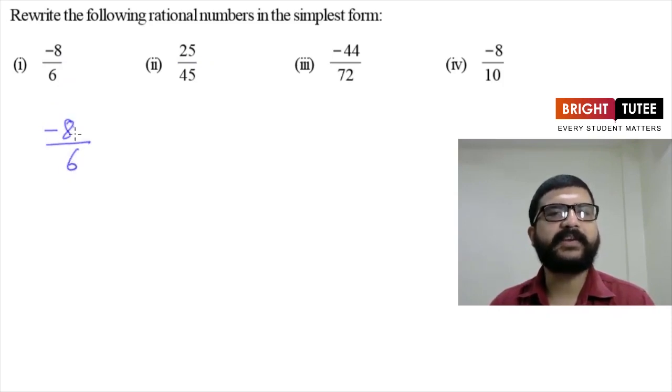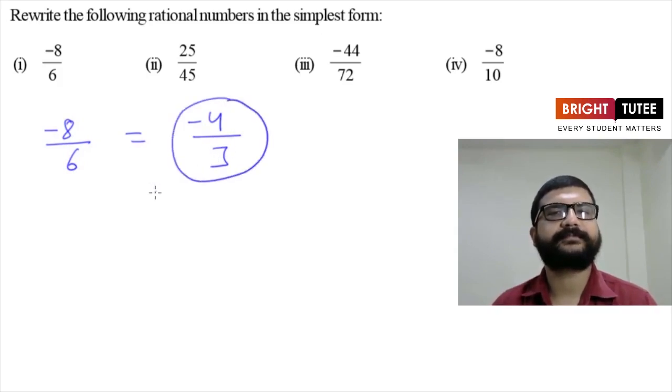Is there any common factor between numerator and denominator other than 1? Yes, and it is 2. So let's divide both numerator and denominator by 2. So this will give us minus 8 divided by 2, which is minus 4, upon 6 divided by 2, that is 3. Now this number is in the simplest form. As we can see, there is no common factor between numerator and denominator other than 1.